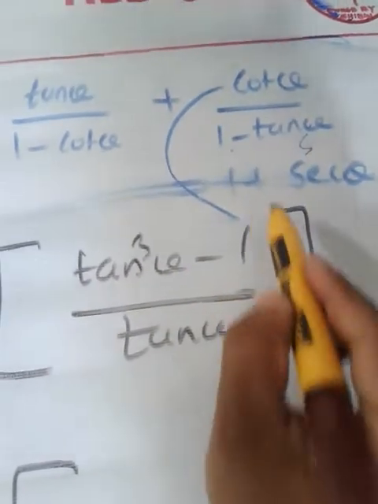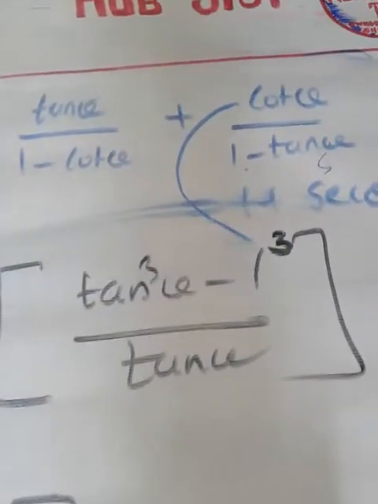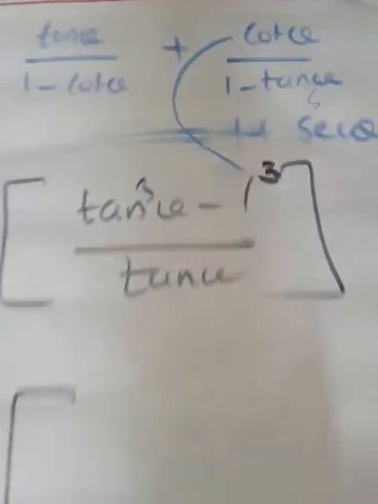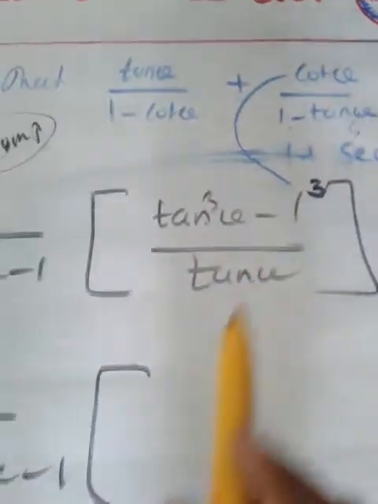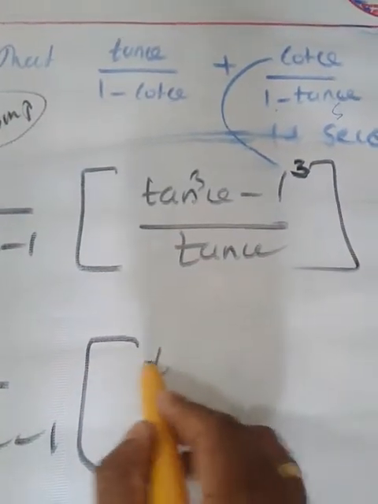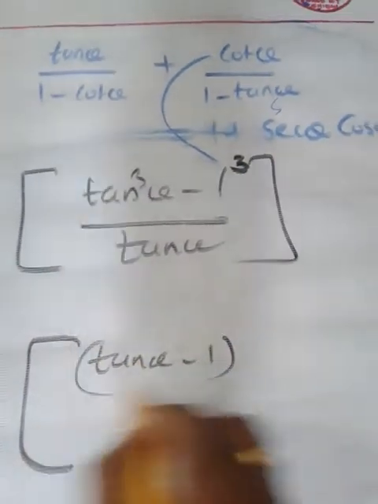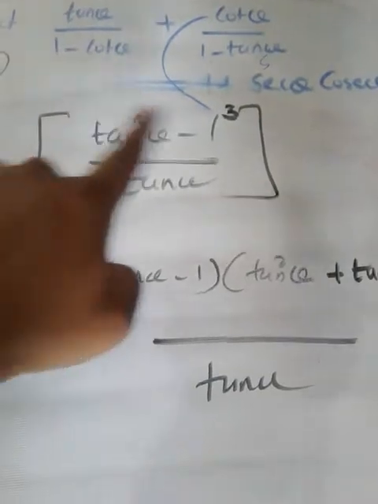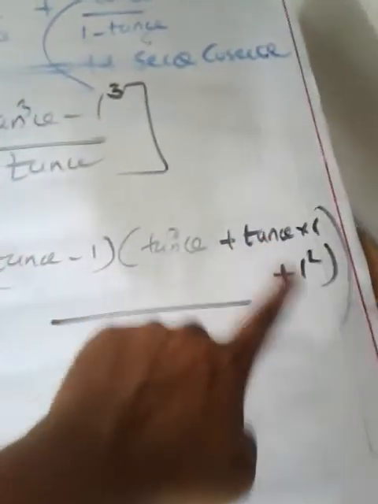And can you write 1 as 1 cube? Yes, of course. 1 cube is nothing but 1. So I can replace that 1 as 1 cube. Now it becomes in the form a cube minus b cube. What was that? A cube minus b cube is a minus b into, tell me, a square. Just apply. I have applied that identity, a cube minus b cube as a minus b into a square plus ab plus b square, isn't it?